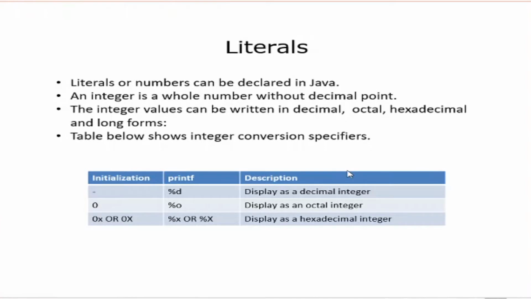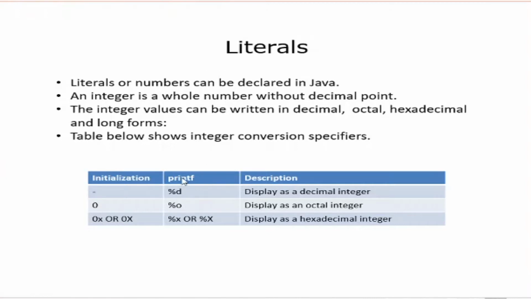Literal or number can be declared in Java. An integer is a whole number without decimal point. The integer values can be written in decimal, octal, hexadecimal and long form. Just as a recap, decimal is a number with base 10, start from 0 to 9. Octal number with base 8, start from 0 to 7. And hexadecimal is number with base 16, start from 0 to 9 and A to F. While long form is the same like decimal, but it can store much more value.